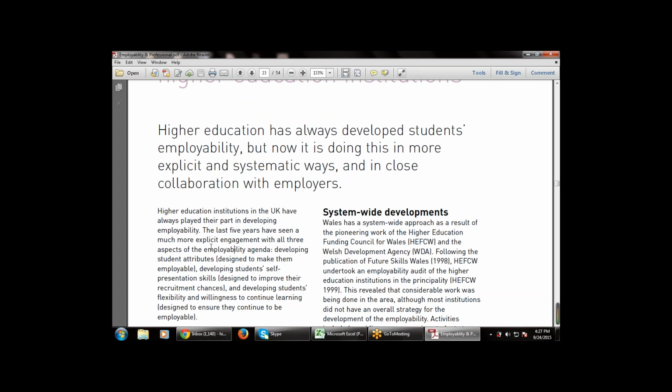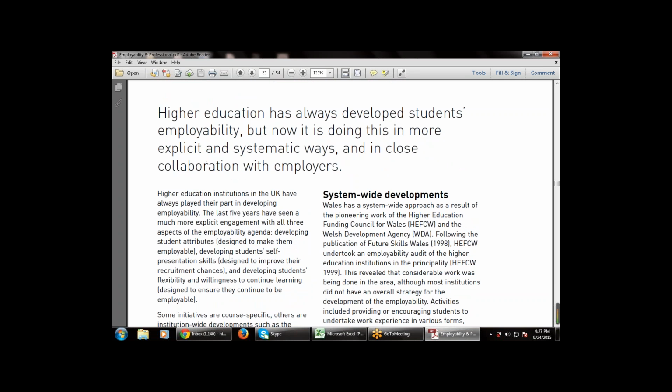The last 5 years have seen a much more explicit engagement with all three aspects of the employability agenda, developing the student attributes that are designed to make them employable. This is also a systematic engagement of the students with employers, used to increase the employability content. So the last 5 years have seen explicit engagement with all three aspects of the employability agenda.